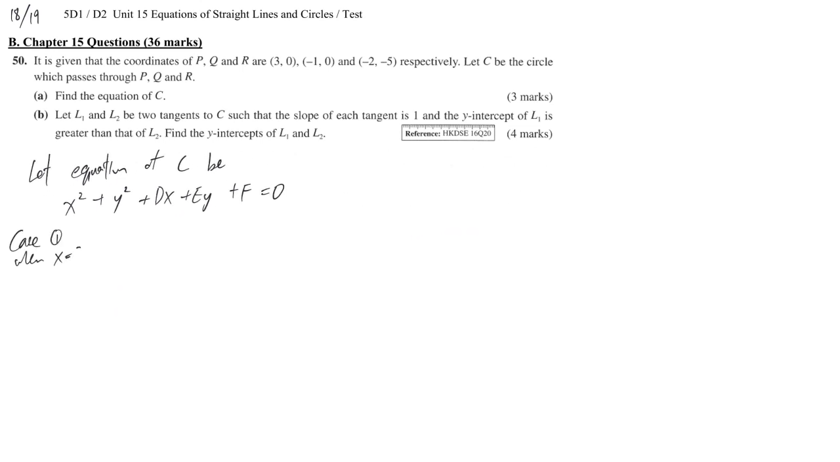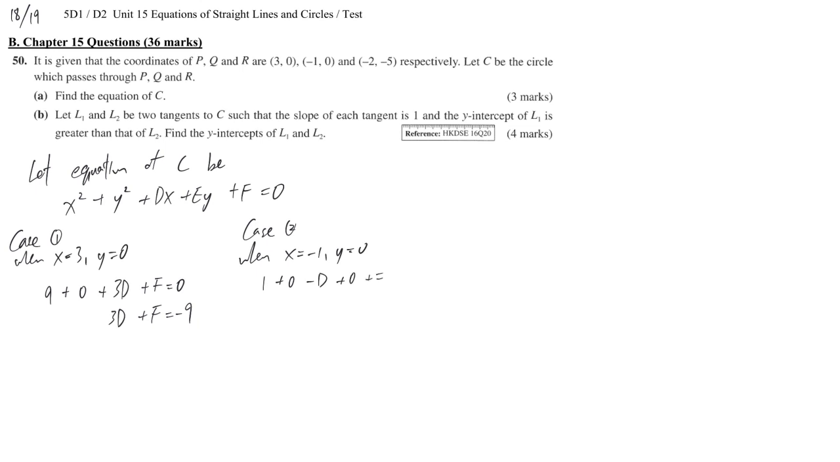Case 1: when x equals 3, y equals 0 because it passes through the point. So we have 9 plus 0 plus 3d plus f equal to 0. 3d plus f is equal to -9. We have the first equation. Similarly, case 2: when x is equal to -1, y equals 0, then we have 1 plus 0 minus d plus 0 plus f equal to 0. -d plus f is equal to -1.